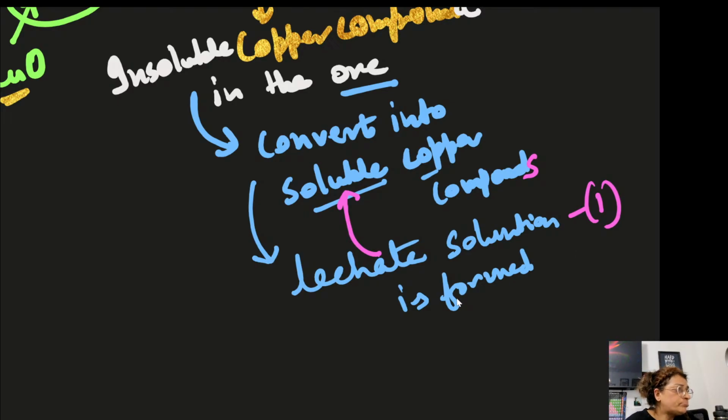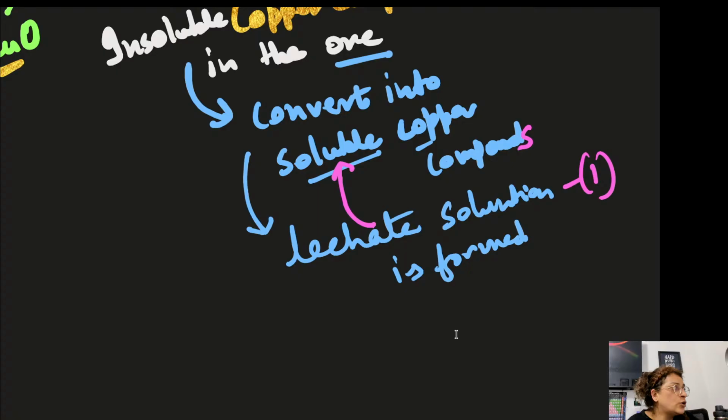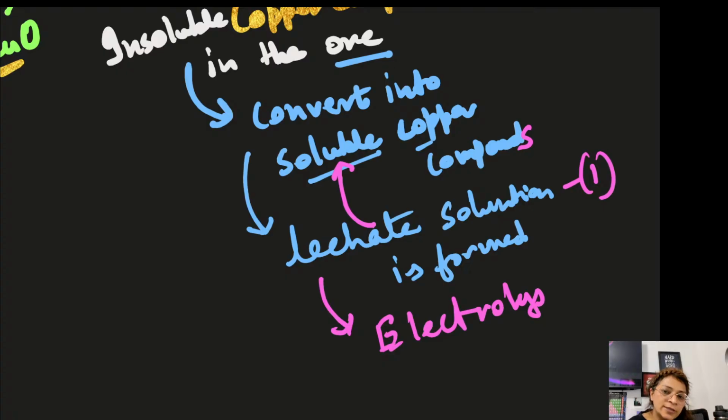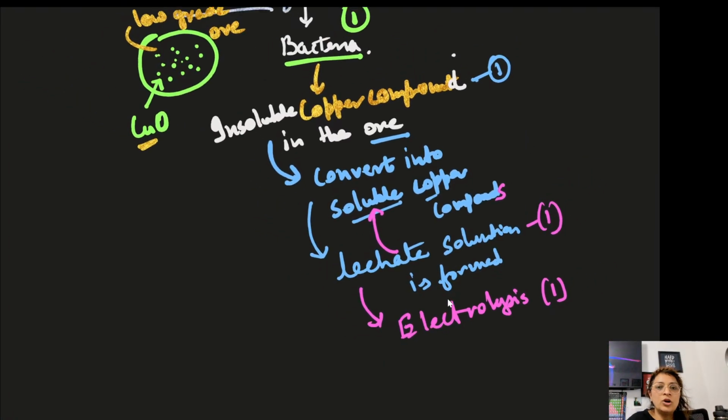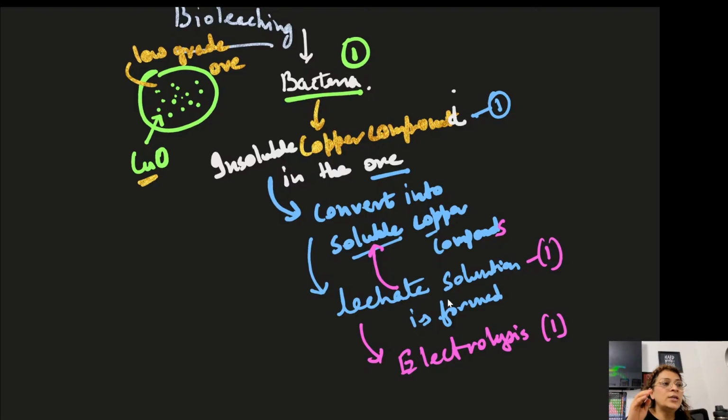And then after this the leachate solution goes through electrolysis. 4th marking point, electrolysis. End of the story. You got 4 marks on a 4 mark question on explain bioleaching.